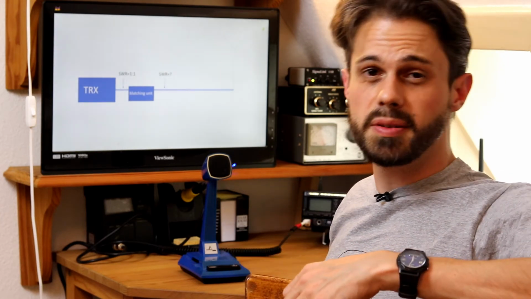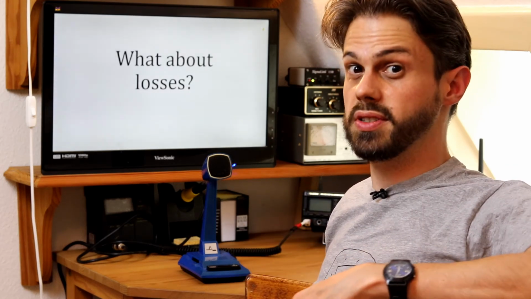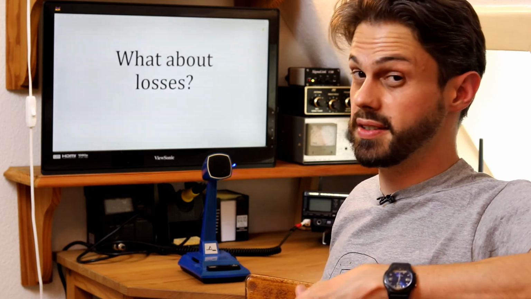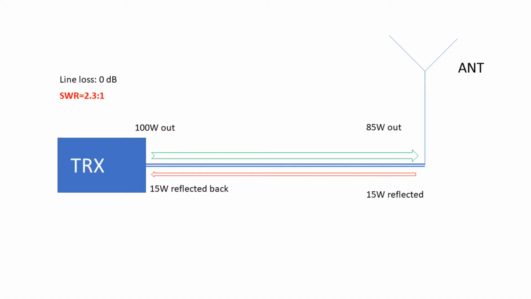Okay, so we talked a little about the different scenarios where SWR comes into play, but how bad is it really? What about losses? That's the million-dollar question. So let's look at some cases. First of all, let's assume you have a zero loss line, which of course doesn't exist in real life, but let's assume that for a moment. At an SWR of 2.3 to 1, you lose approximately 15 watts of power if you are sending with a 100 watt transceiver. So in other words, only 85 watts reach the antenna.